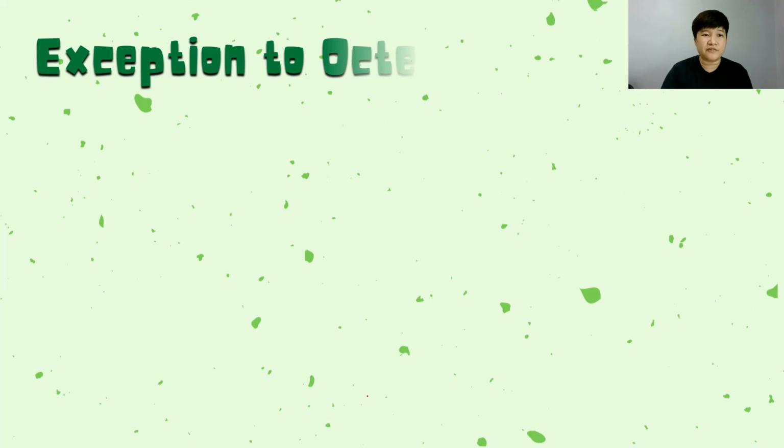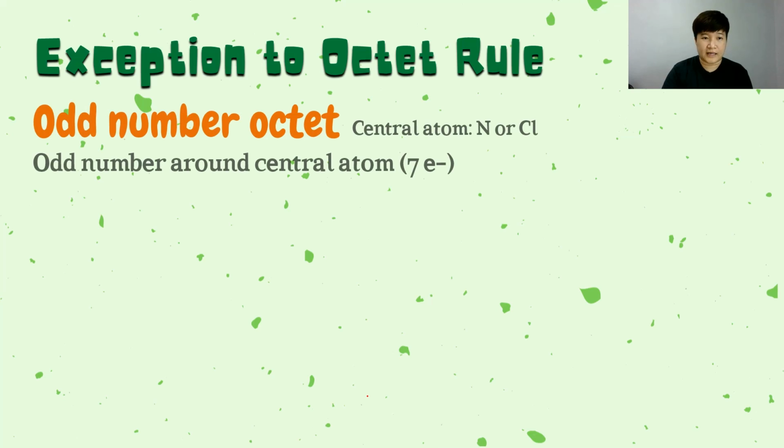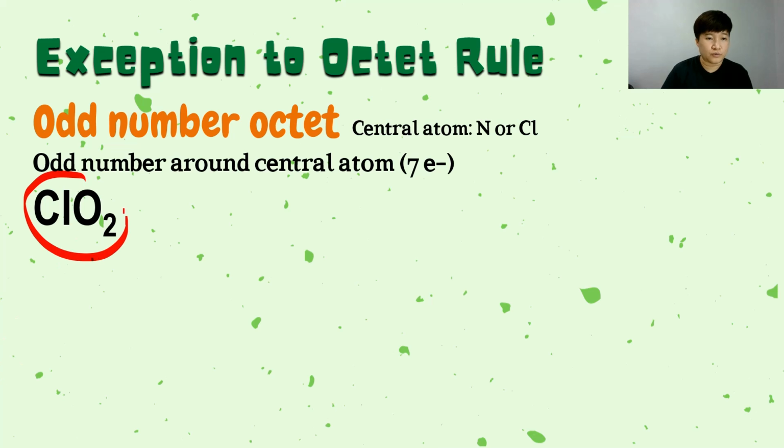So let's start with the odd number octet. We know that an odd number octet means it must be 7 electrons around the central atom. The first example that I have for today is ClO2. Bear that in mind, when the central atom is chlorine or nitrogen, it can be an odd number. It might be an odd number. We don't have the steps written out already, but I hope you remember the steps.